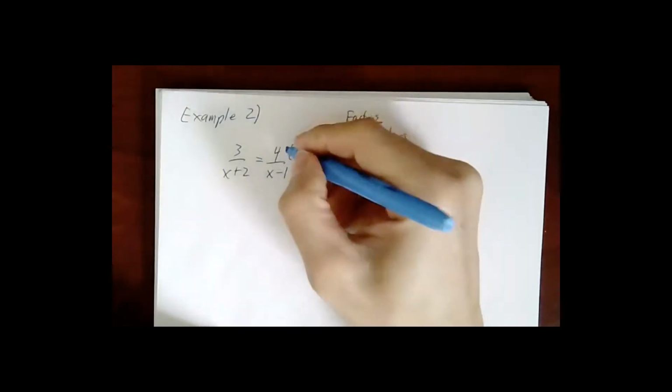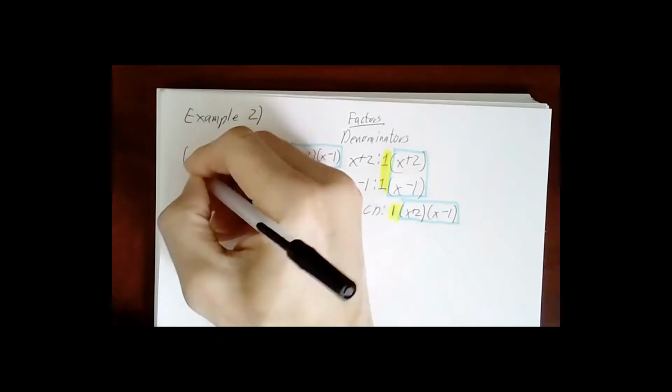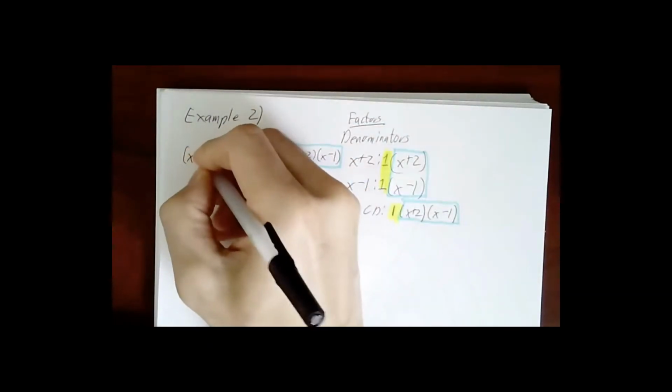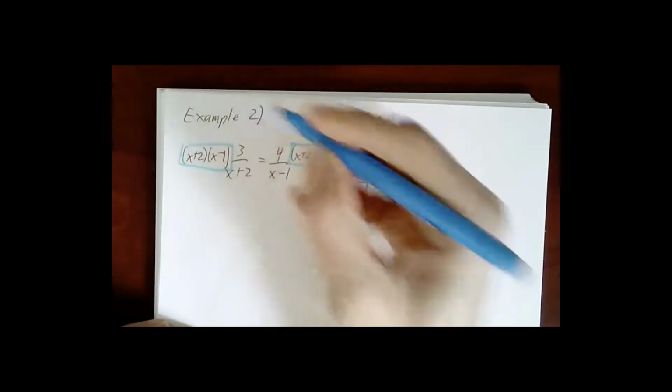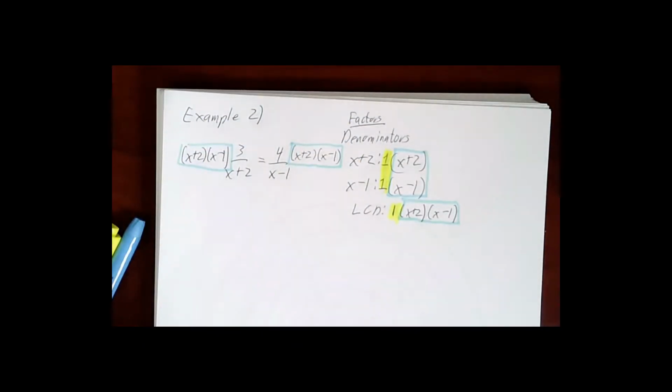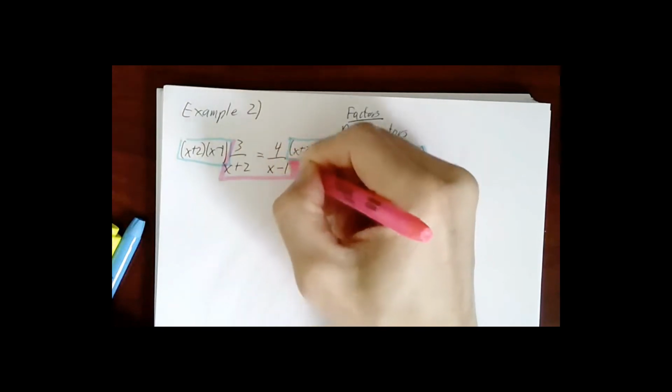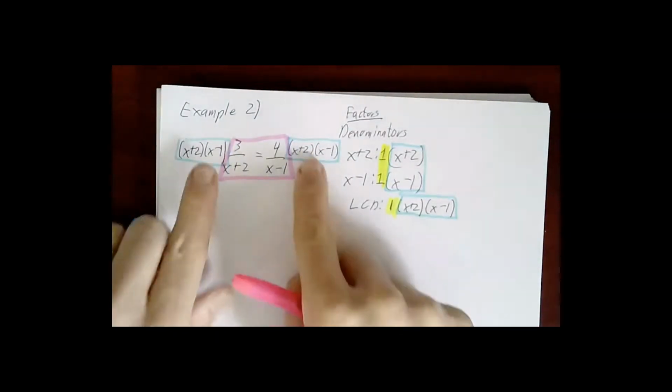Notice I am multiplying the right hand side by my LCD. I'm going to do the same thing on the left. X plus 2 times x minus 1. I'm going to again multiply both sides by that. Notice what I started with. I started with this right here, and I am multiplying both sides by the LCD.